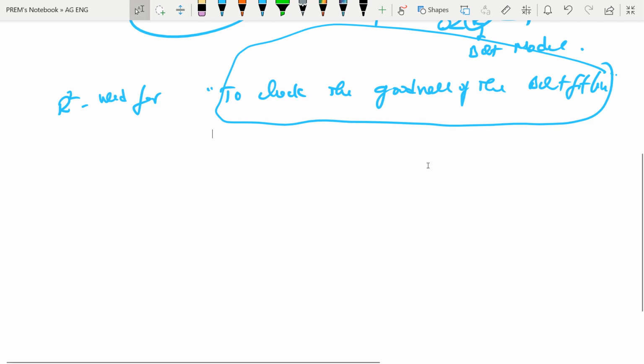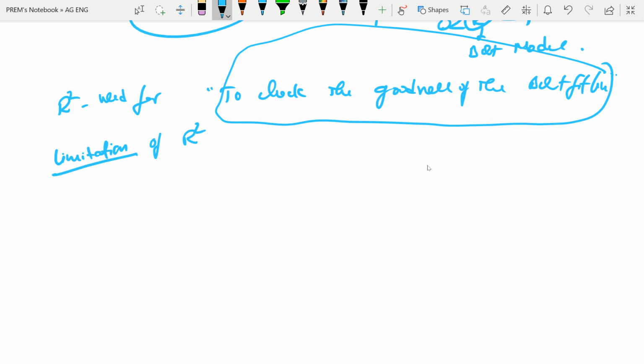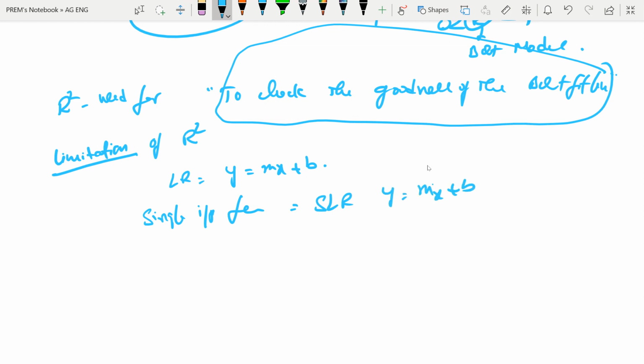There is one drawback, one limitation, of R square. What is the limitation? It appears when we increase, or add, independent variables. Suppose our model is a linear regression model, y equals mx plus b. If there is a single input feature, then it is simple linear regression: y equals mx plus b.